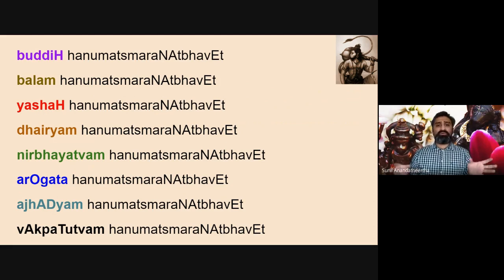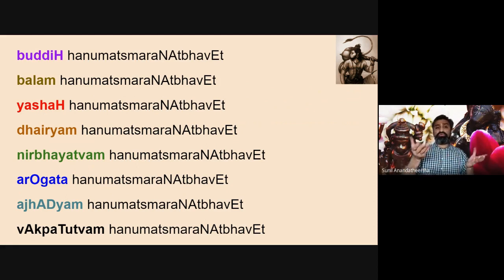Balam, balam hanumat smaranat bhavet. It's not enough to have only buddhi, right? You have to have the strength to do any job. So balam is the strength, right? To do anything, you need strength to carry out the task. It could be mental strength, physical strength, or emotional strength. It depends on your interaction with Hanumanta, what you are asking for. Are you asking Hanumanta for emotional strength? He will bestow it upon you. Balam hanumat smaranat bhavet.